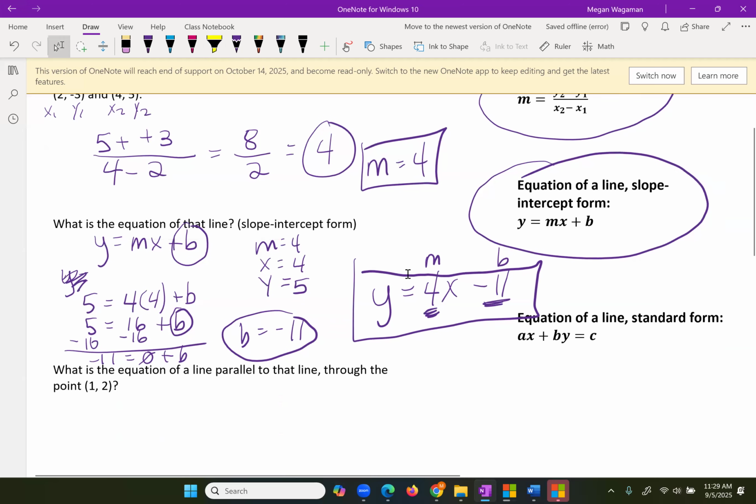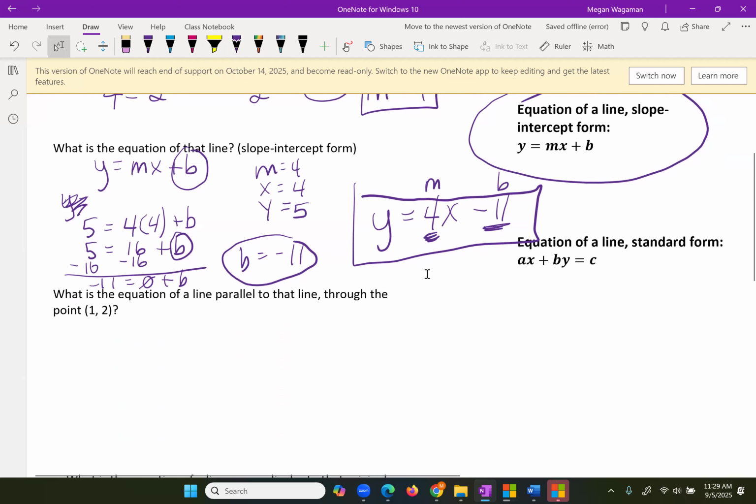Now, if I want to find an equation of a line that is parallel to that and through the point 1 comma 2, I'm going to stick with that slope intercept form. So parallel means same slope. So I know right away that my slope is going to be 4. I also, once again, have an x and a y that I can plug in.